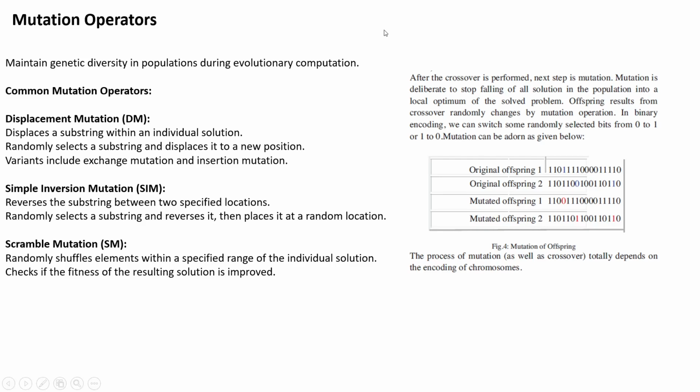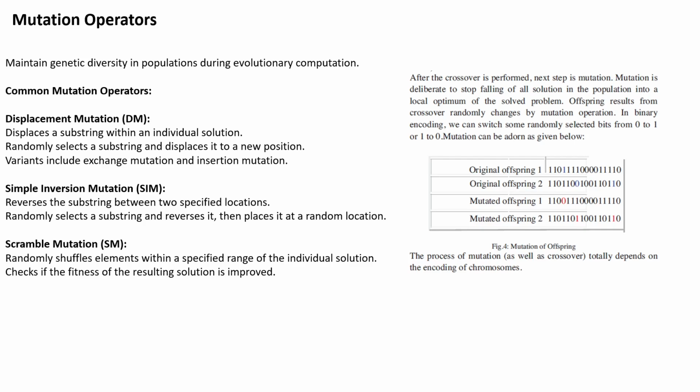After crossover is performed, the next step is mutation. Mutation is deliberate, to stop all solutions in the population from falling into a local optimum of the solved problem. It tries to scatter them out a little bit so that they do not converge to the local optimum only. The offspring resulting from crossover is randomly changed by the mutation operation.